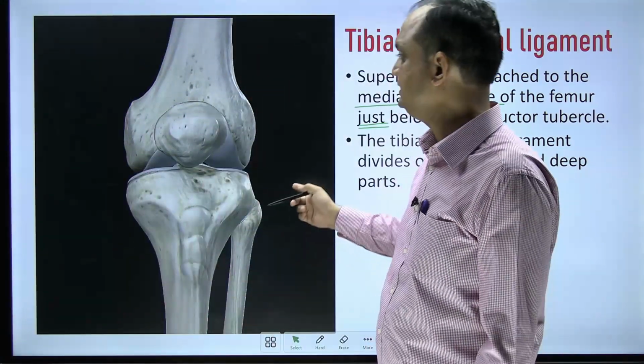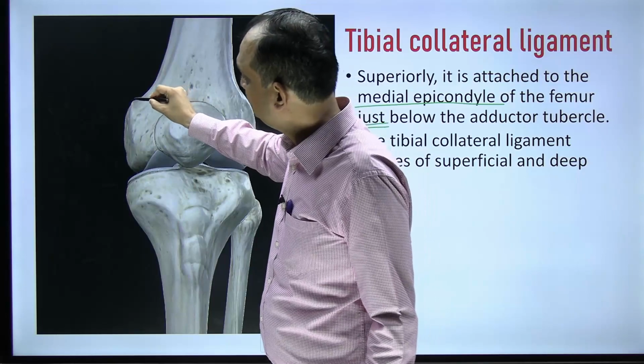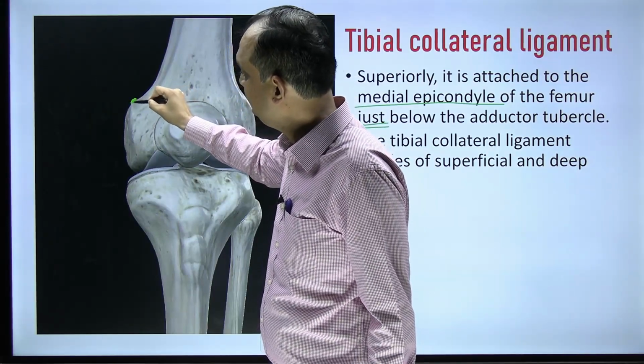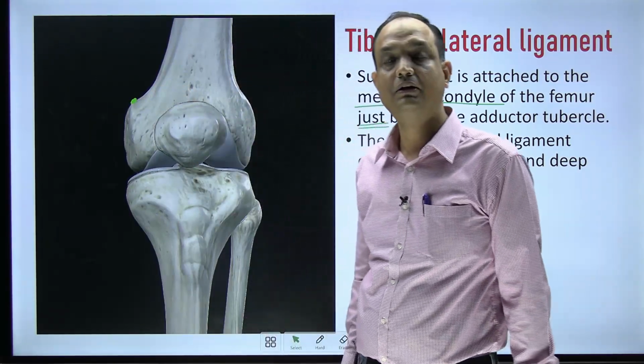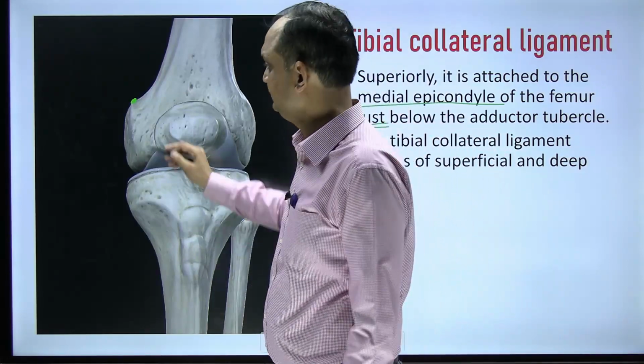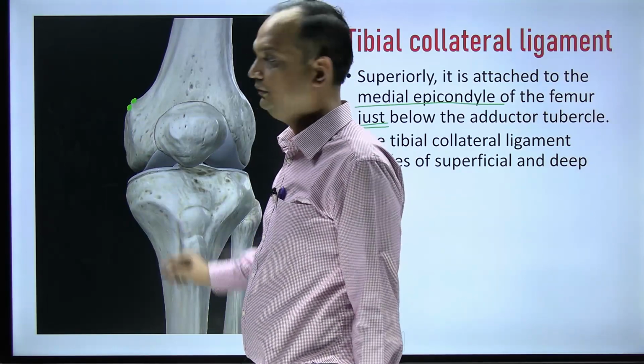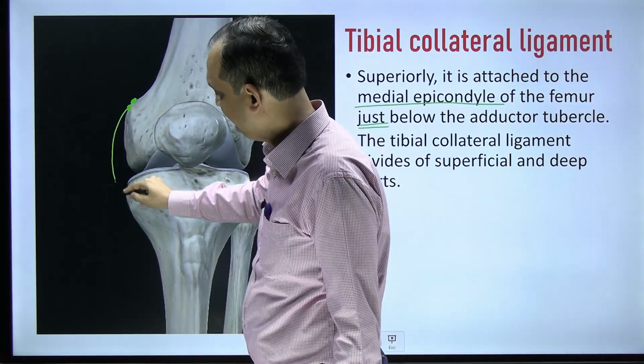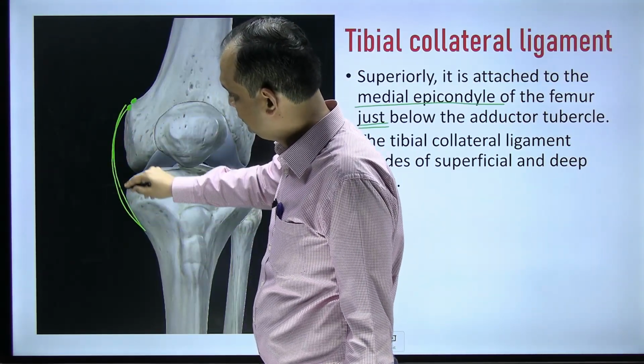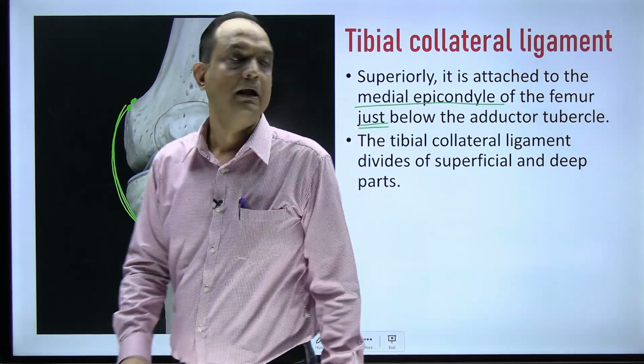So here you can see that this is the medial side. Now this is your adductor tubercle, which is receiving the lowermost end of the ischial fibers of your adductor magnus. Now adjacent to that there is a medial epicondyle. Now from this medial epicondyle you have a connection which is going downwards to the tibia.